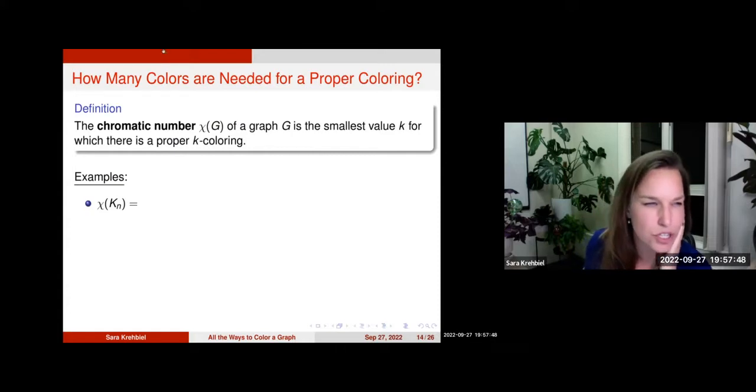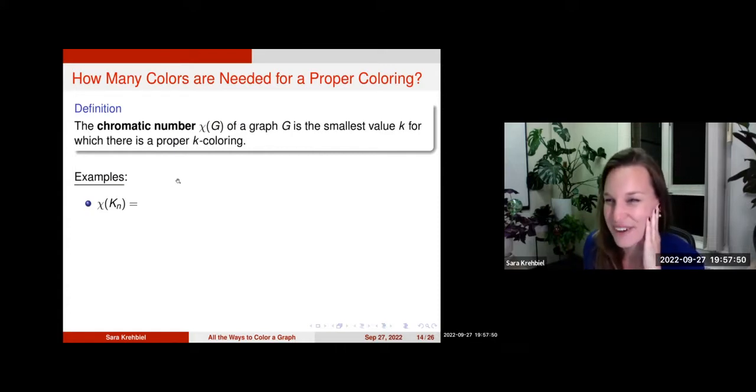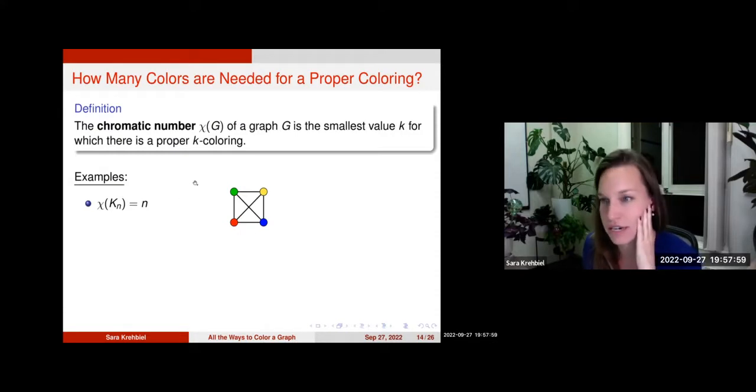I don't know if this is a new answer, but somebody said n. Whether that was an answer to a previous question or this question, it's the right answer. If I have 4 vertices, for example, they're all going to have different colors because they're all connected to each other.